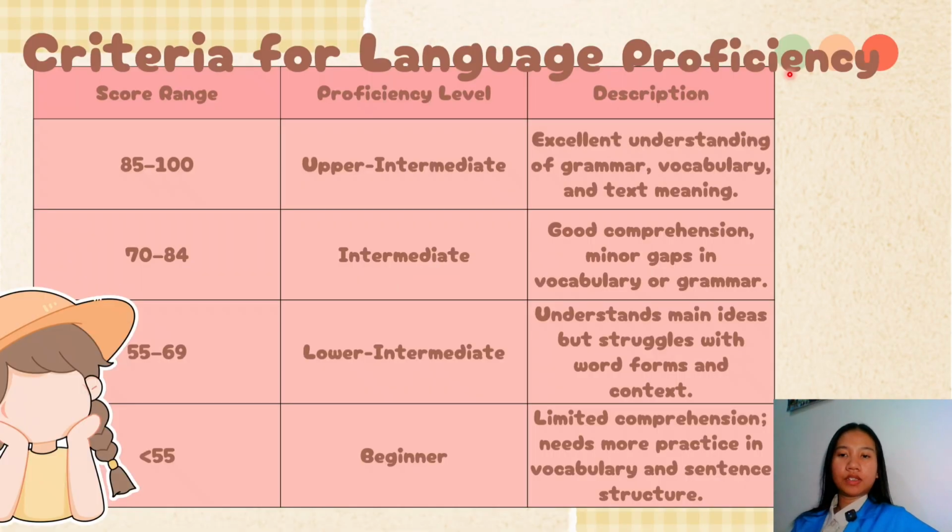Yeah, we can see the criteria for language proficiency. This is the score range, from beginner until upper intermediate, and this is the description of the level. Okay, we move to the next slide.